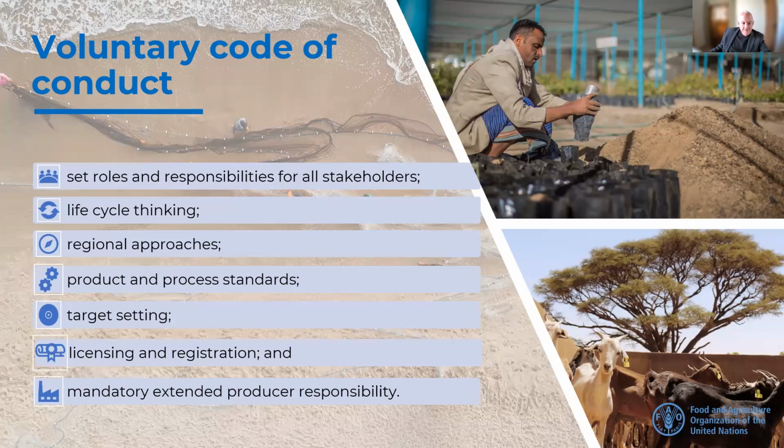target setting, for example, for collection and recycling, licensing and registration of products, processes and users, and mandatory extended producer responsibility. It could provide a basis for governments to adopt legal, policy, and management frameworks to address agricultural plastics holistically within the context of food security, nutrition, food safety, and sustainable agriculture.